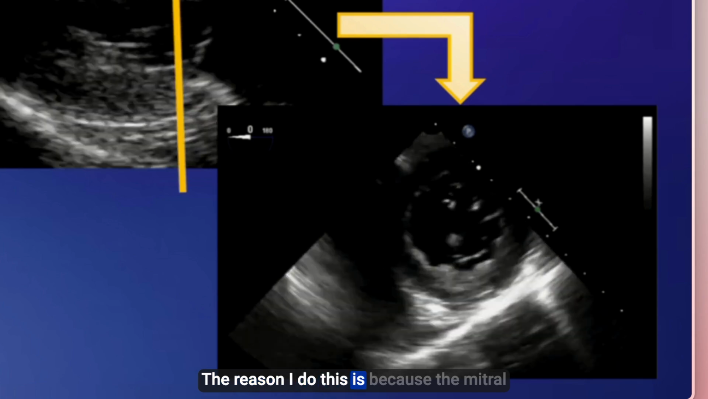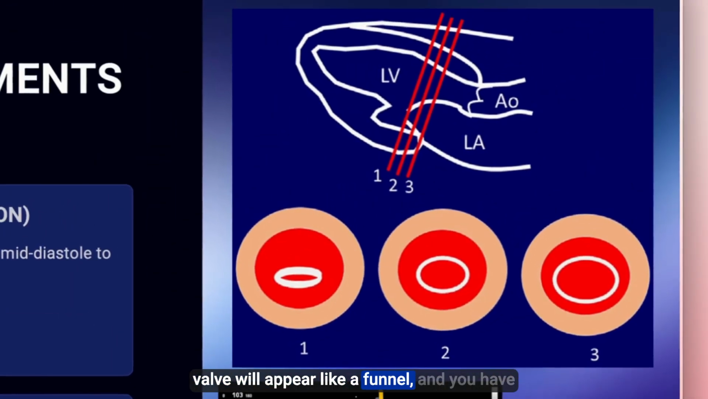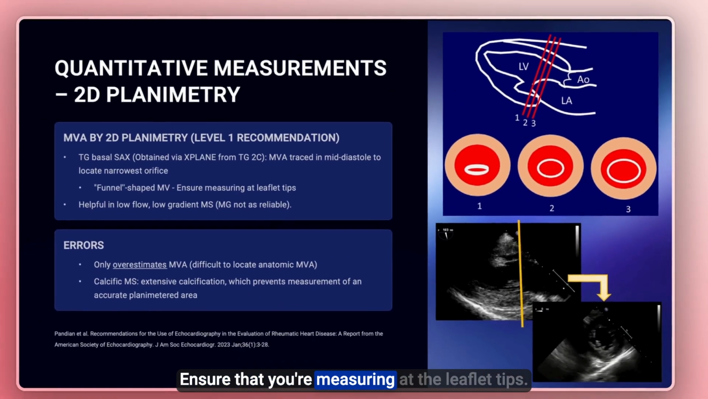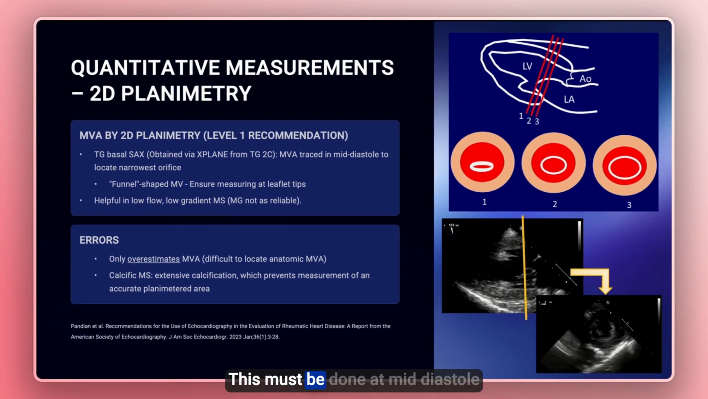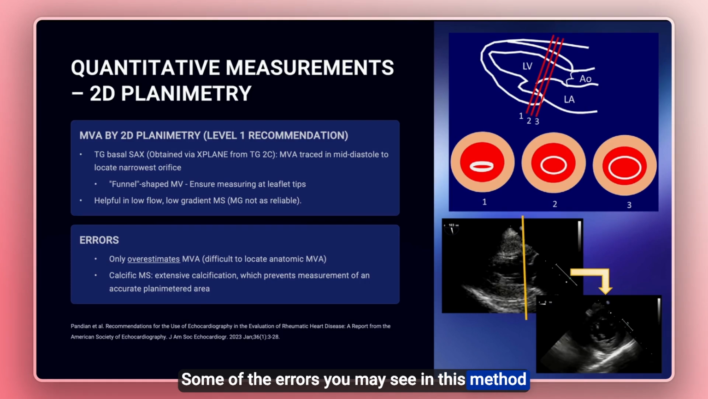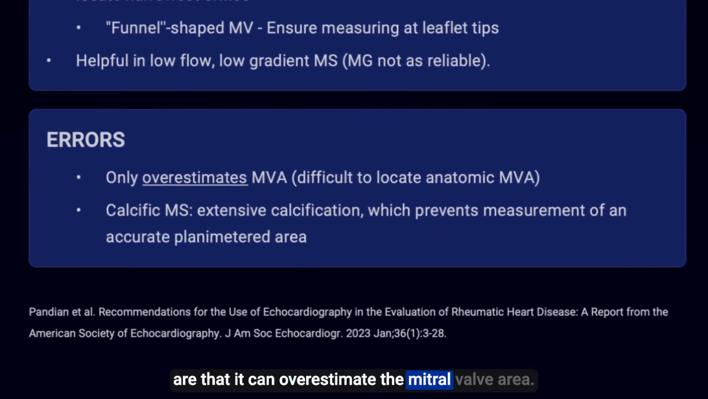The reason I do this is because the mitral valve will appear like a funnel, and you have to get the plane that is the most downstream on the mitral valve, the smallest part of the funnel, to get a true mitral valve area. Ensure that you're measuring at the leaflet tips. This must be done at mid-diastole when the mitral valve is most open. This is a helpful tool to use in low-flow, low-gradient mitral stenosis where a mean gradient might not be as reliable.